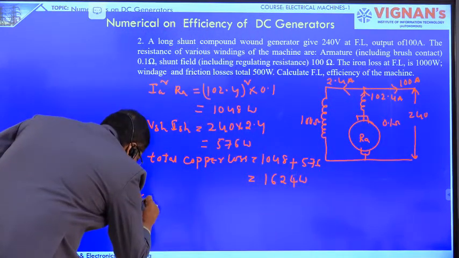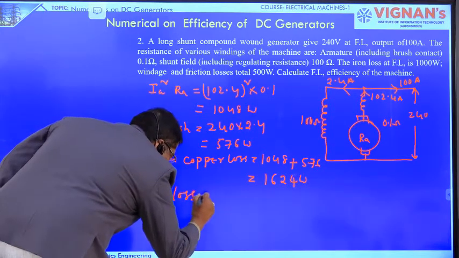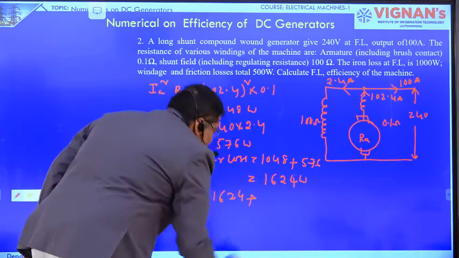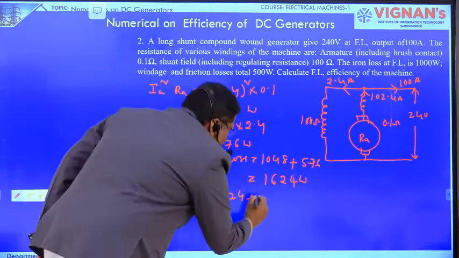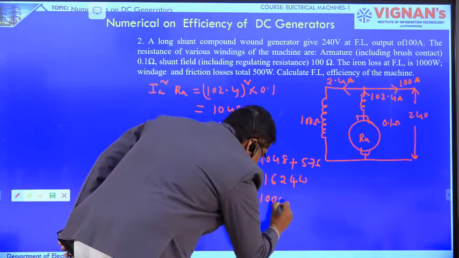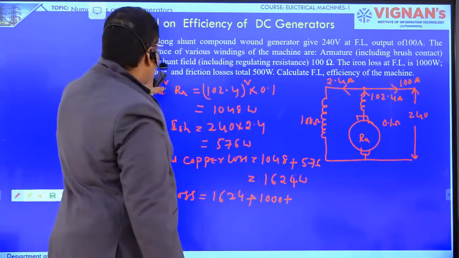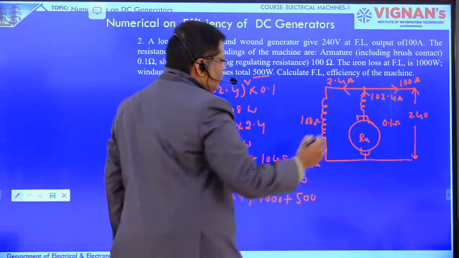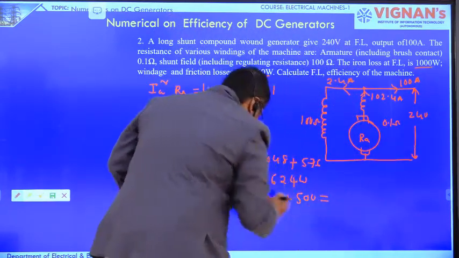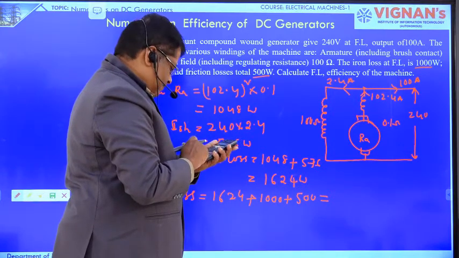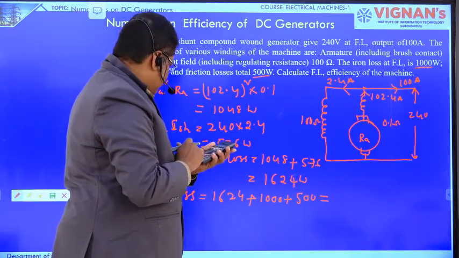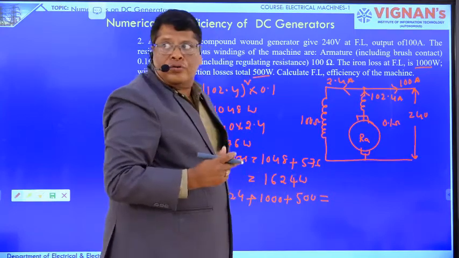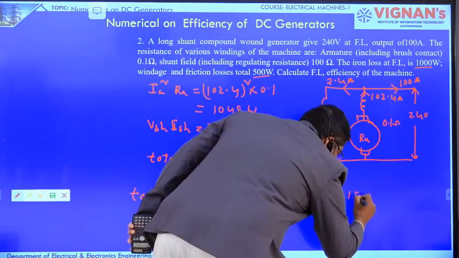Now we are going to find out the total losses. Total losses equal to 3.124 kilowatt.